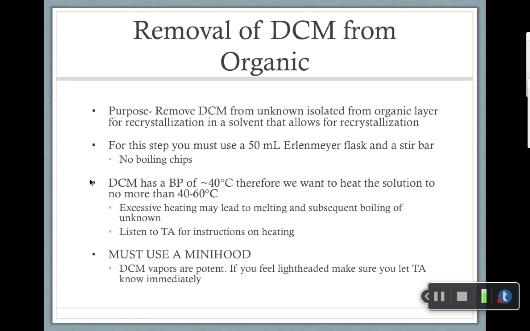It is possible, and it is likely, that at this point, once you have boiled off the rest of the DCM, you'll reach the melting point of the organic, and it will actually exist as a liquid. So make sure that you're paying attention for that. Even if you see some persistent liquid at the bottom, that's a good sign, as long as you know that you've reached that 40 degrees Celsius point. For specific instructions on heating, make sure you're listening to your TA at the beginning of lab.